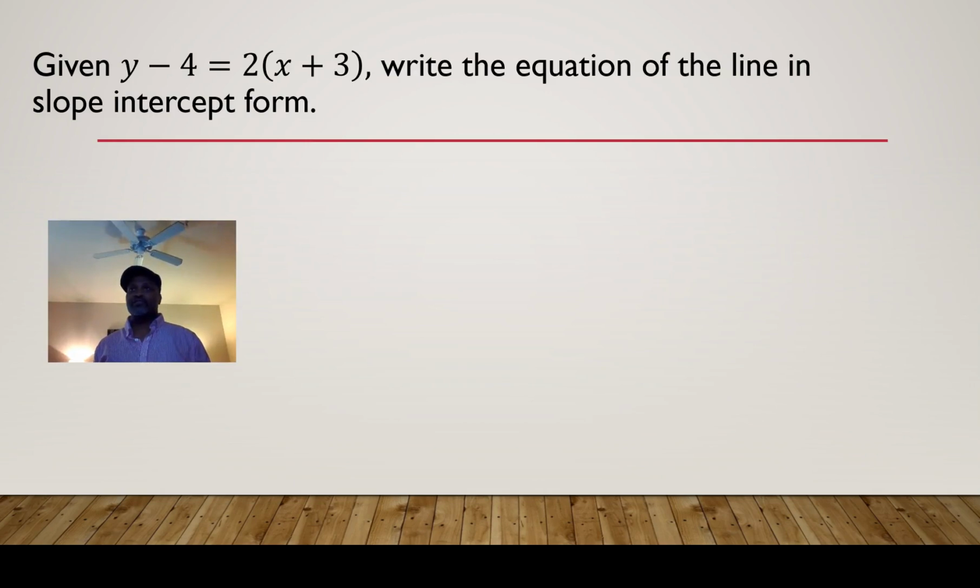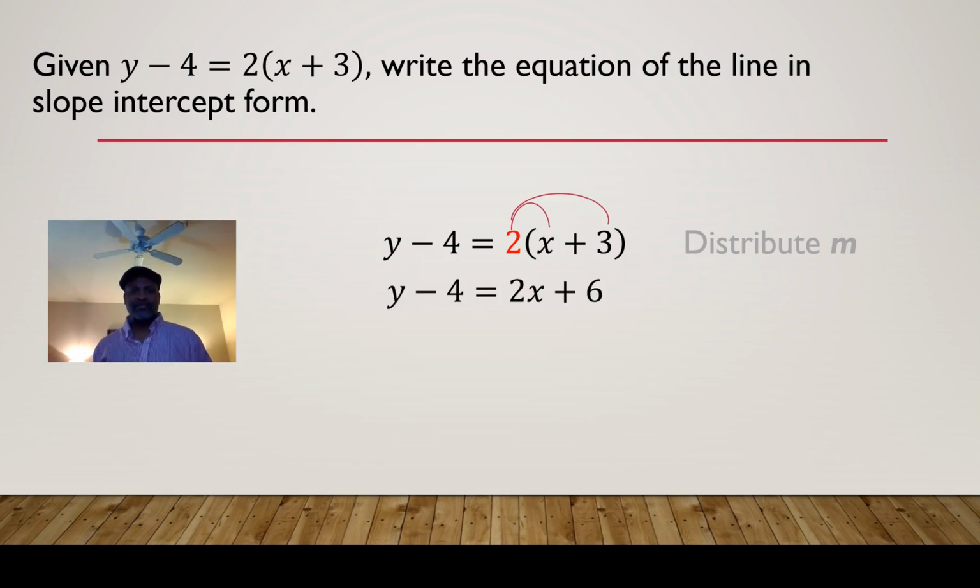Now, how do we get to slope-intercept from point-slope form? Let's say I start you out with point-slope form, and I want you to write the equation of the line in slope-intercept form. There's really only two steps. First of all, we'll start with the point-slope form, and we'll distribute that 2 on the right. So we'll distribute the slope value. We're going to multiply that 2 times the x, and then multiply that 2 times the 3. And when we simplify that, we end up with 2x plus 6 on the right.